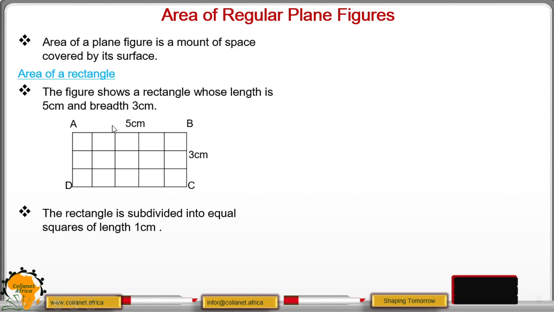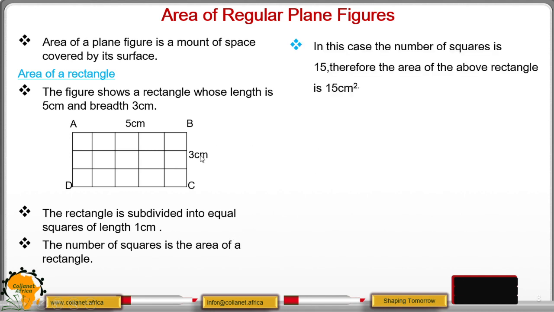So by subdividing into equal squares, we found that we have 15 equal squares, and the area of one square is 1 centimeter squared. So we have seen that now, because the squares have covered the whole surface, then we can see that the number of squares is the area of the rectangle. So in our case, the number of squares is 15, and therefore the area of this rectangle is 15 centimeters squared.